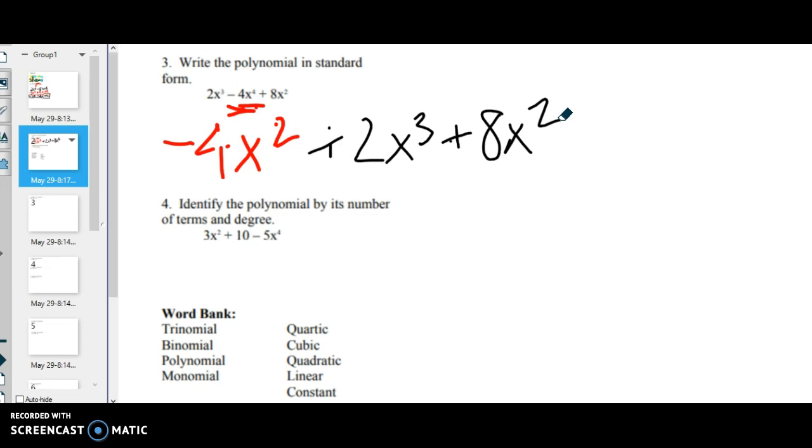All right, next it says identify the polynomial by its number of terms and degrees. Now in here you have a word bank. I don't know if that's going to be true on the final. So some things you might want to write down on your note sheet would be these words. So I've got my nomials right there. That is by the number of terms. So how many chunks are there? So I see 1, 2, 3 chunks. They're not in order right now, but there's 3 chunks. So what kind of nomial is it? That would be a trinomial.